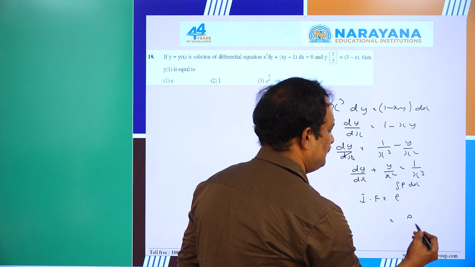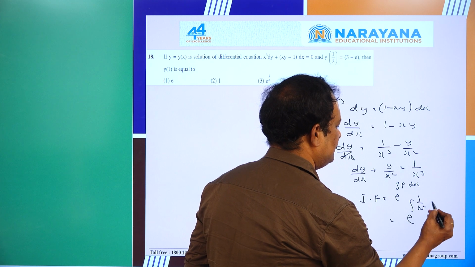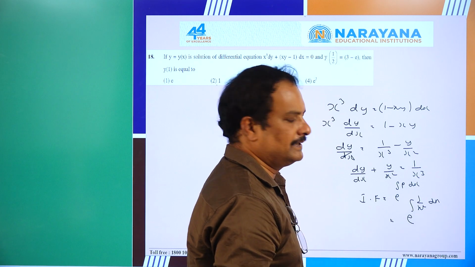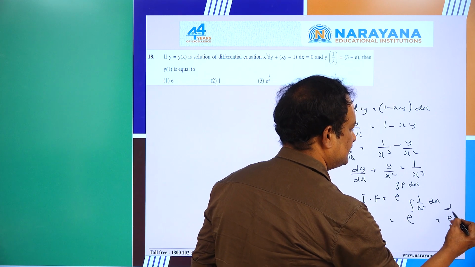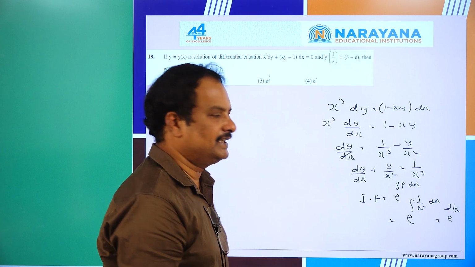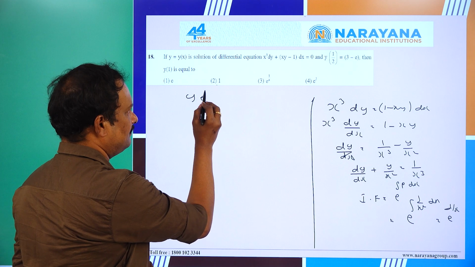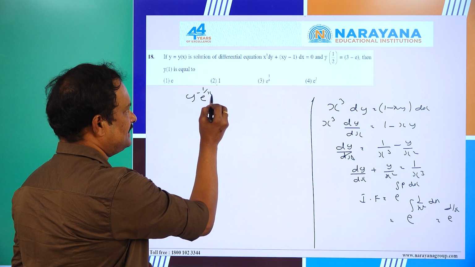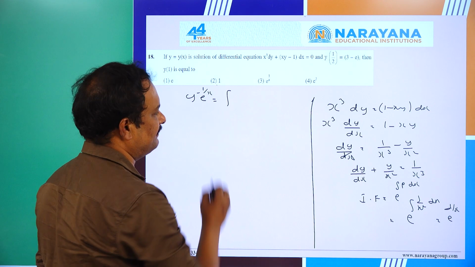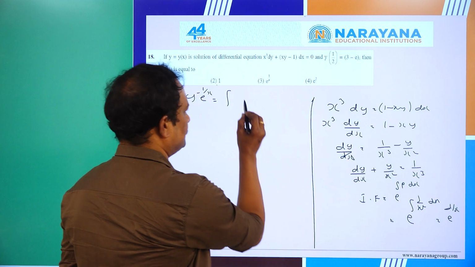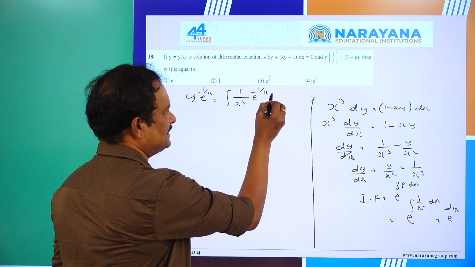So this is e power integral of 1 by x square with respect to x, of course. That's nothing but the minus 1 by x. So e power minus 1 by x is the integrating factor. Once you know the integrating factor, what is the solution for this one? y into integrating factor, y into e power minus 1 by x equal to, now we have to take the integral of Q into integrating factor. In place of Q we have the 1 by x cube. So this is 1 by x cube into e power minus 1 by x with respect to x.